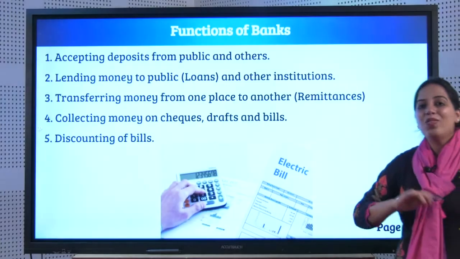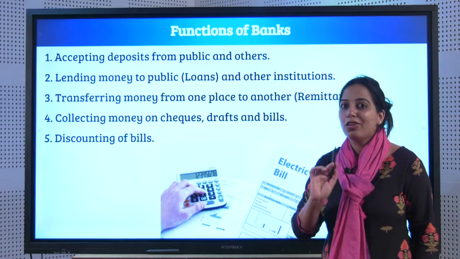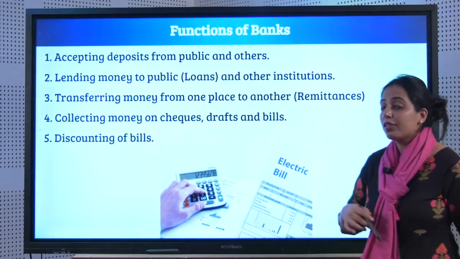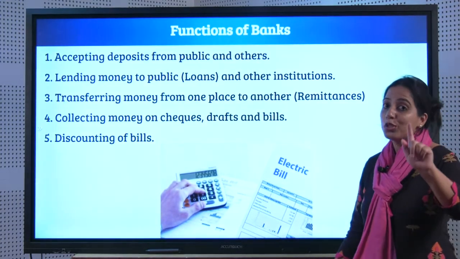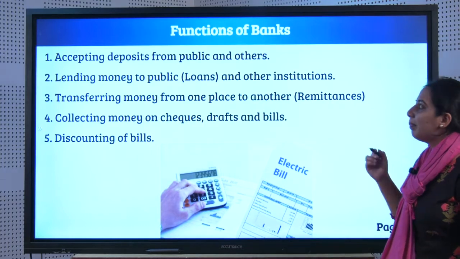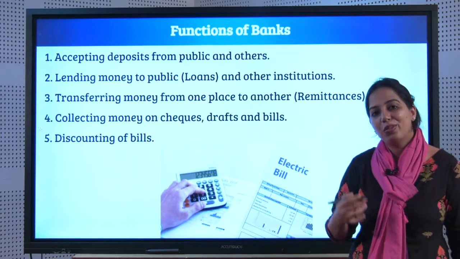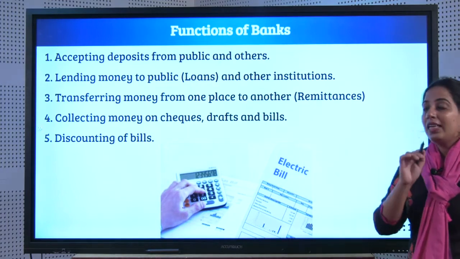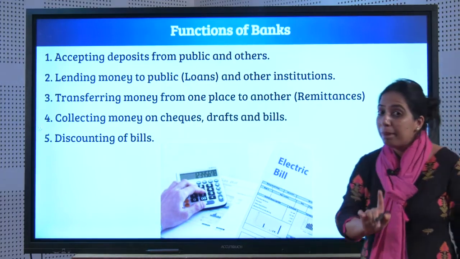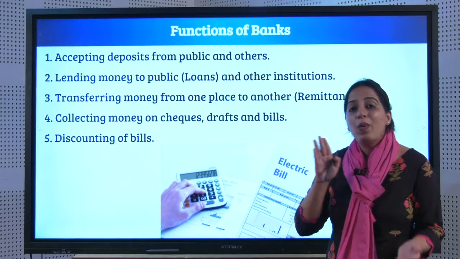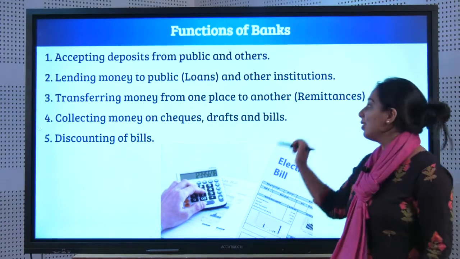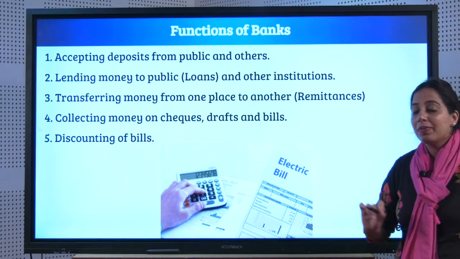Now let's learn what are the various functions of a bank. Number 1, they accept deposits from public and others. 2, they lend money to public in the form of loans and they also lend money to other institutions. 3, they transfer money from one place to another. When they are transferring money from one place to another, the key word for it is remittance.